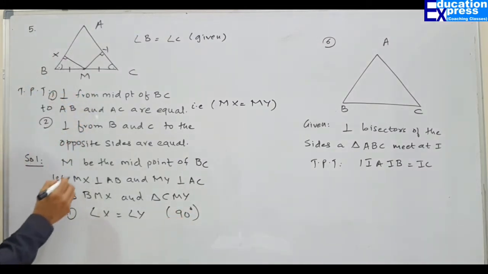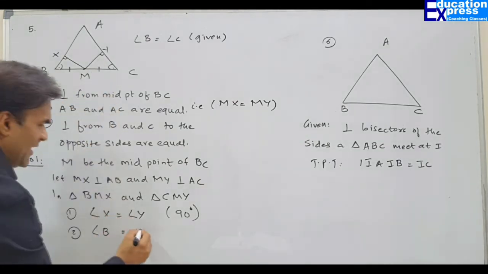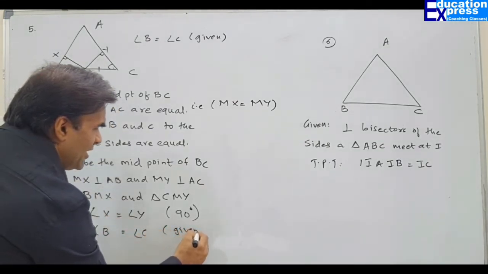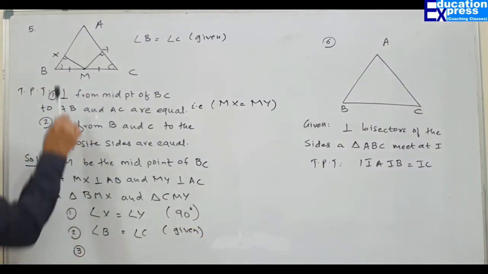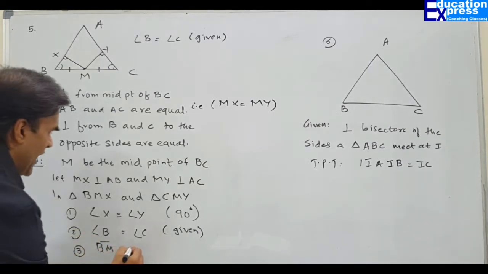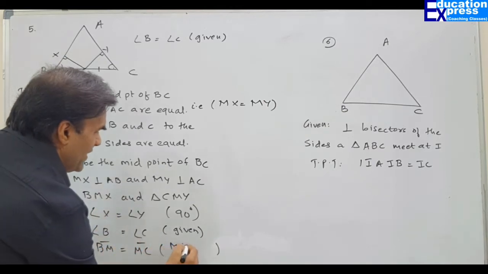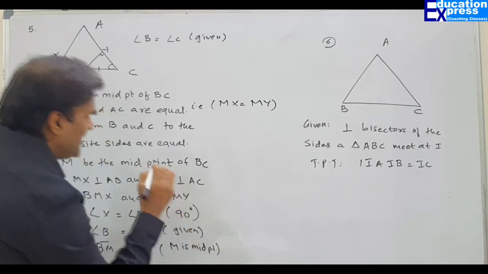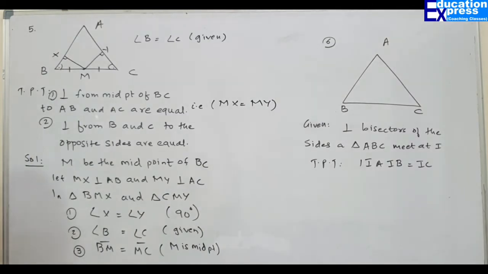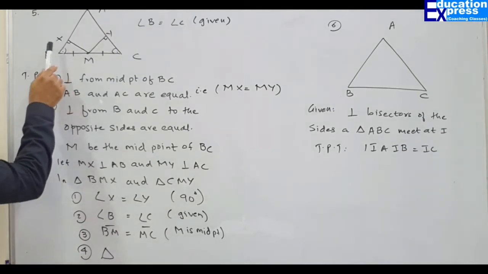What about here? Angle B will be equal to angle C. Why? It's given to us in the question. Fantastic. Third point: side BM is equal to side MC. Why? Because M is the midpoint. So all three ingredients required for proving that the two triangles, triangle XBM, are congruent.